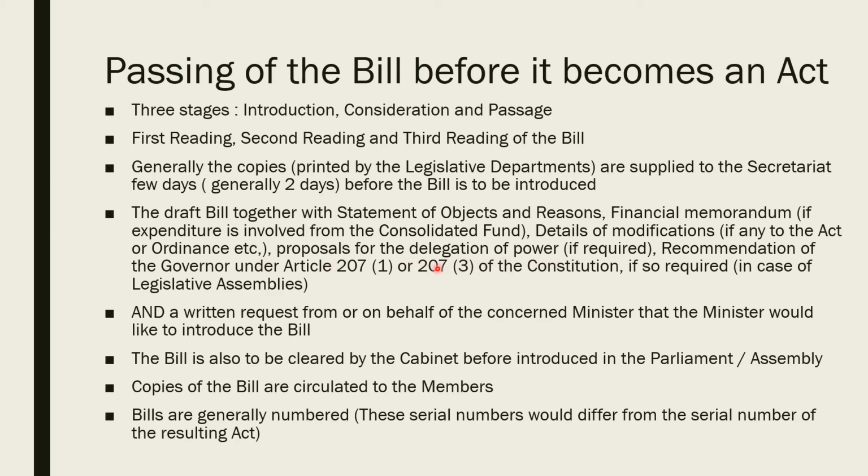If in the legislation it is actually expected that the power will have to be delegated, then such proposals are also to be accompanied along with the draft bill. And the recommendation of the governor under Article 207(1) or 207(3) of the Constitution is also required. So I really hope that it is clear, in the case of the legislative assemblies, how these legislations actually take shape.